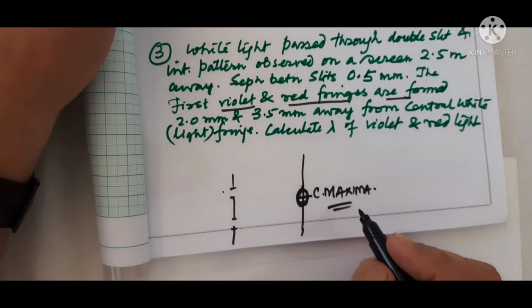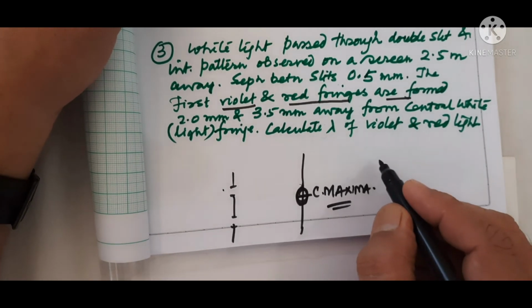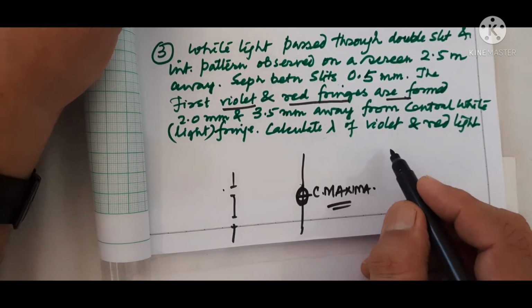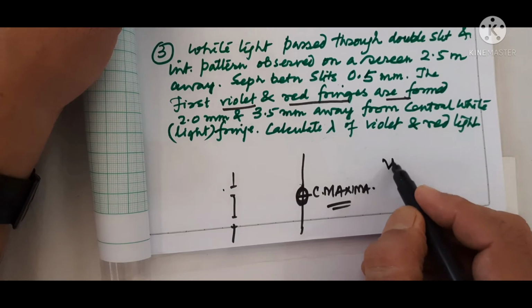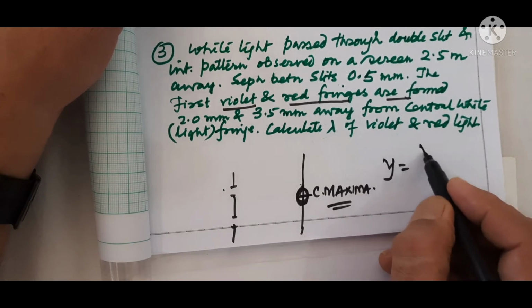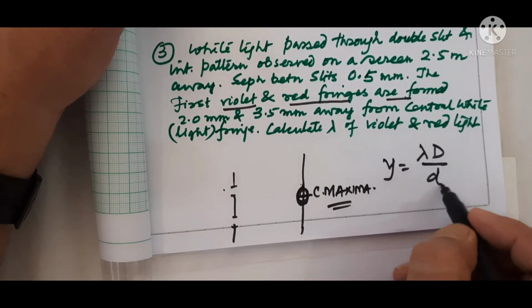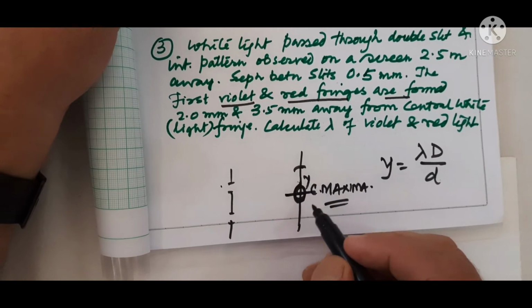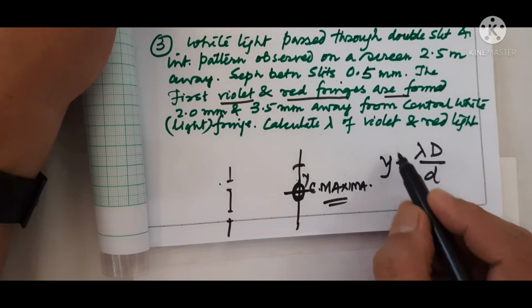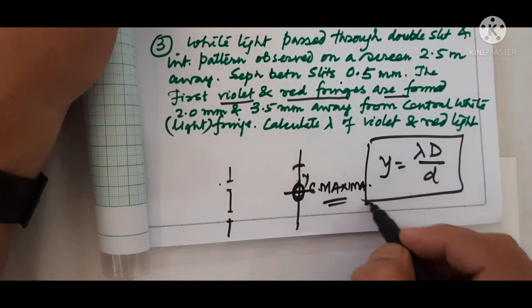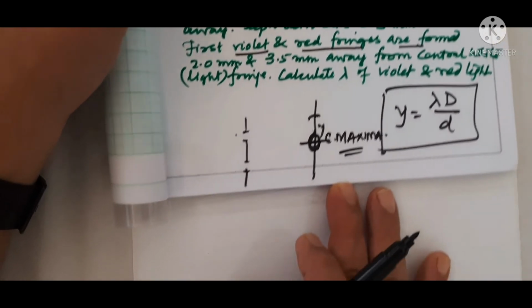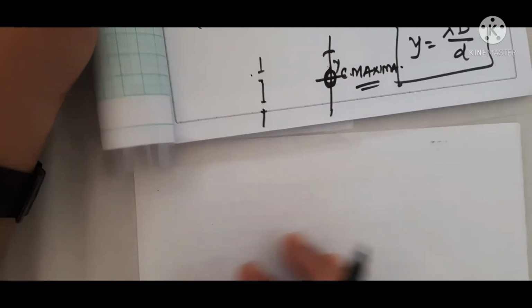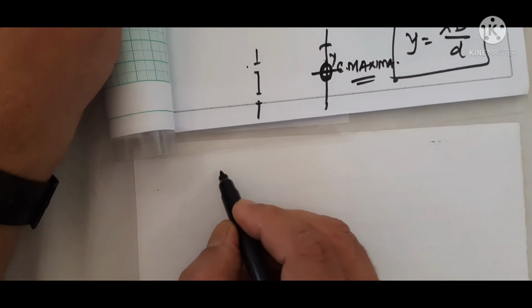To solve this question, we have to remember that for the first bright fringe, the distance from the central, y, is equal to lambda capital D by small d. First bright fringe, this was y, so the distance y from the central is equal to lambda capital D by small d. That particular formula we have to use. So what is given here for violet?